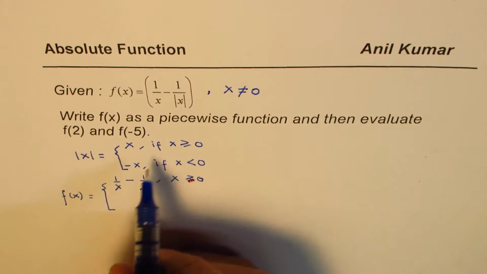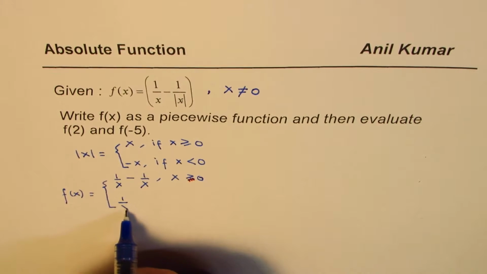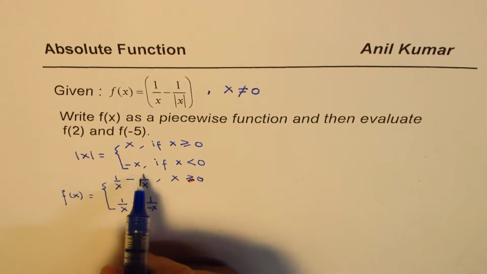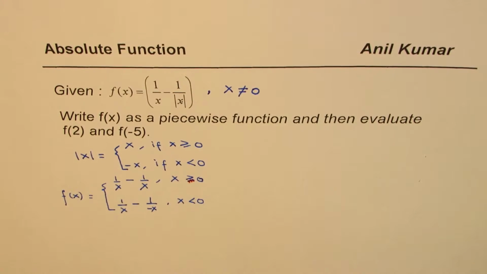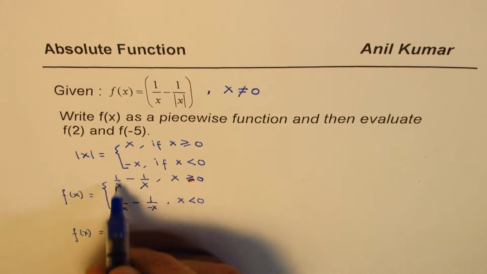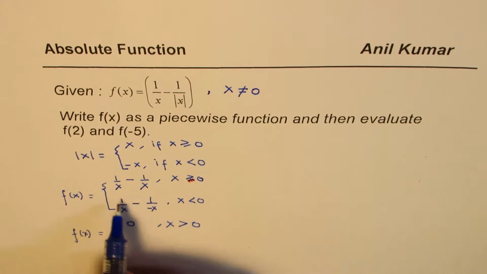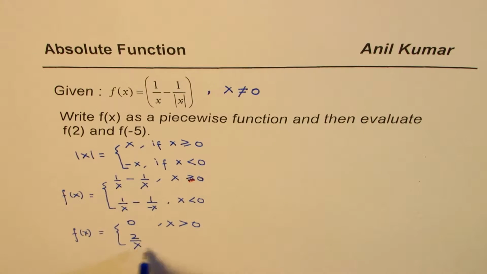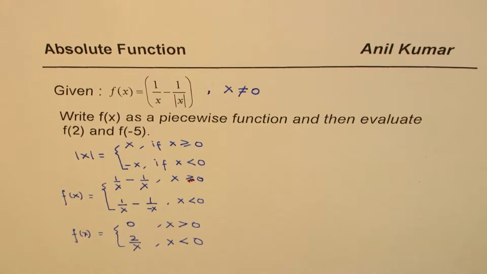So we could write f of x as 1 over x minus 1 over x when x is greater than 0, or 1 over x minus 1 over minus x. Do you see that? Because absolute x is minus x if x is less than 0. You get the idea, right? So in a way, I could write this as f of x equals 1 over x minus 1 over x, which is 0, when x is greater than 0. And here we get minus and minus as plus. So we get 2 over x when x is less than 0. Do you get the idea, right? So it is 2 over x.